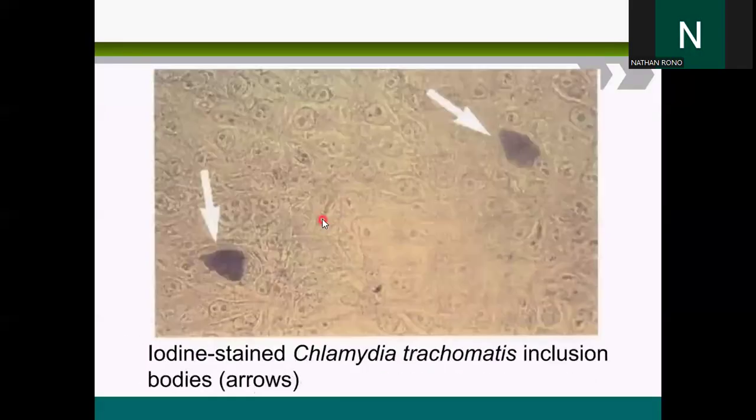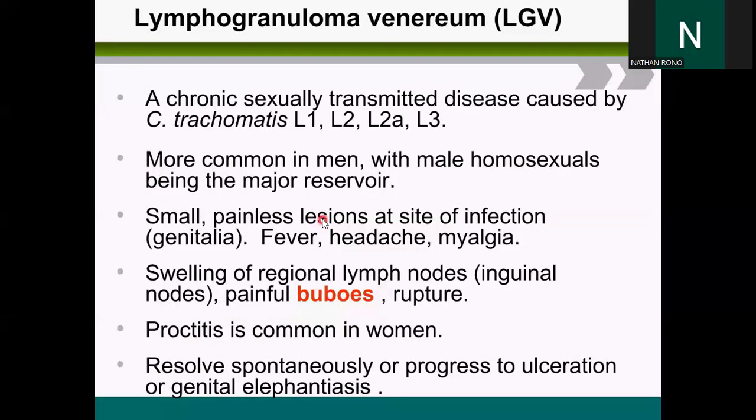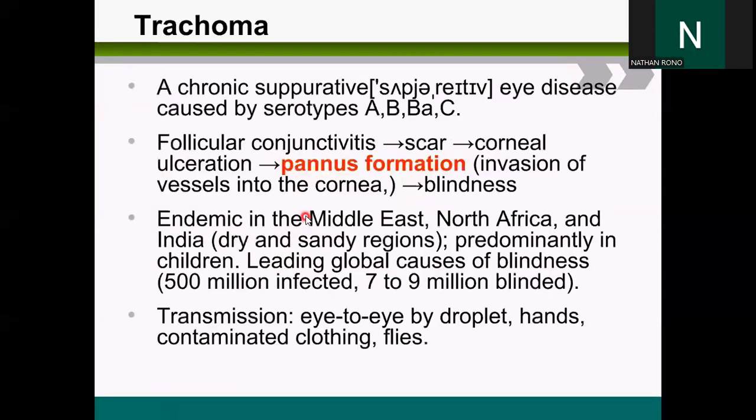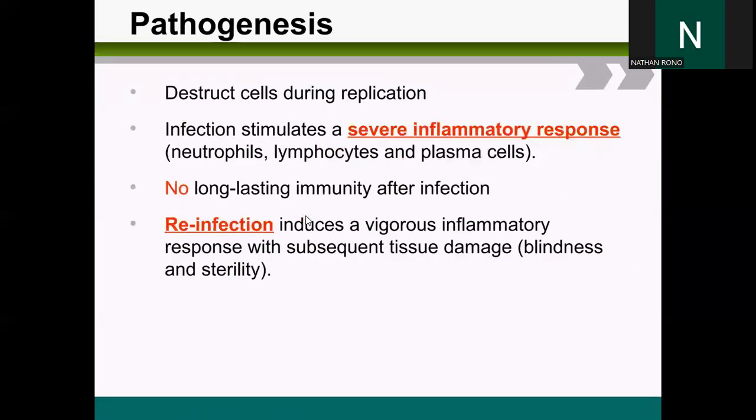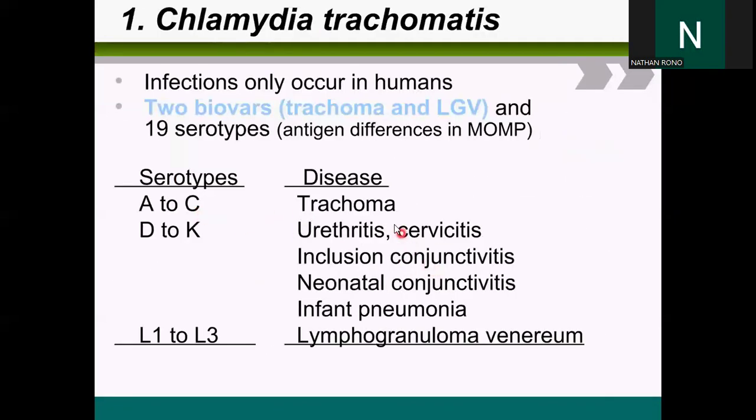Okay. Now, why I started with this? Because the other causes of Chlamydia, the serotypes D to K, cause the rest. So A causes the blindness, L1 to L3 causes lymphogranuloma venereum. Okay. Now, what are these? Urethritis, cervicitis, inclusion conjunctivitis, neonatal conjunctivitis, and infant pneumonia.